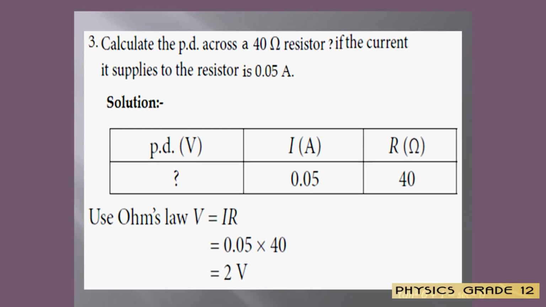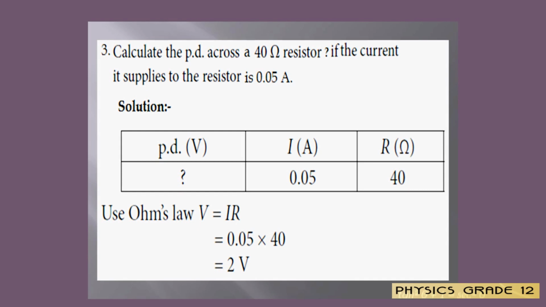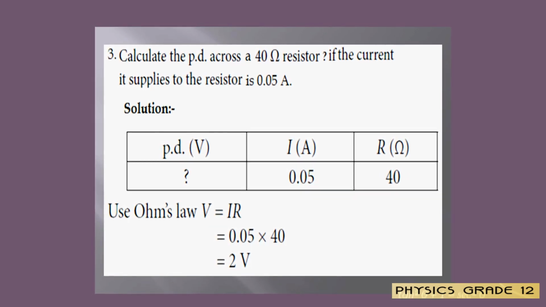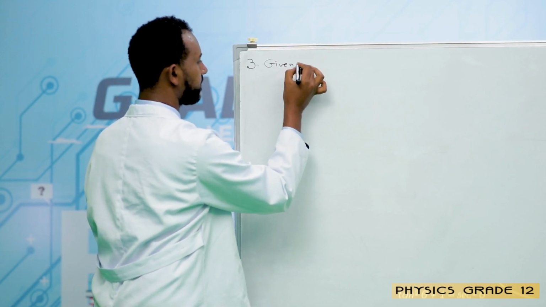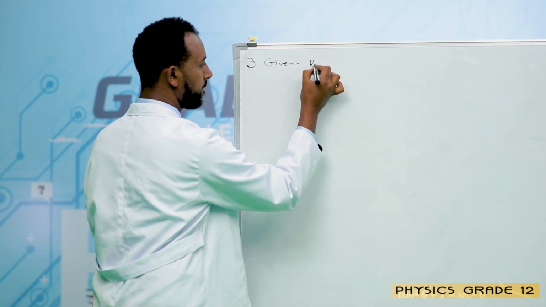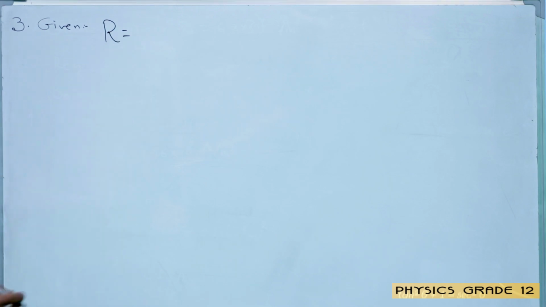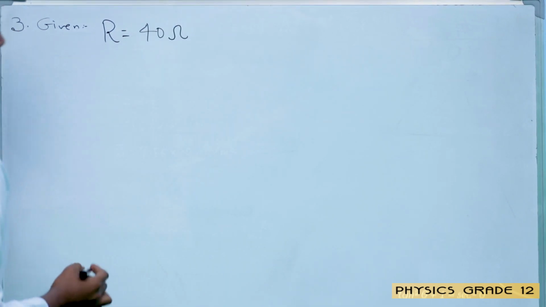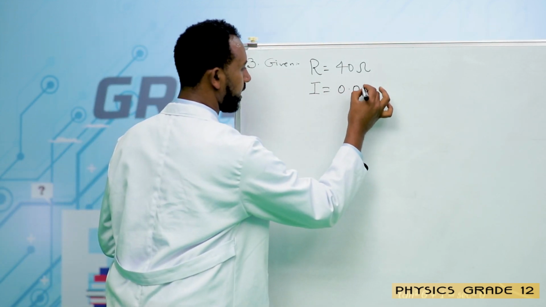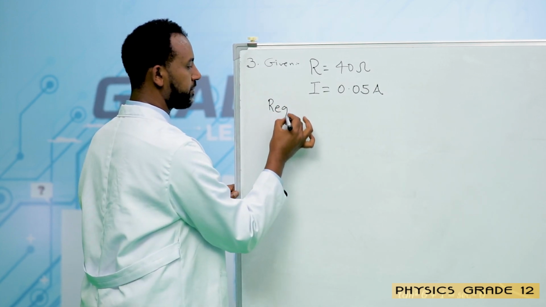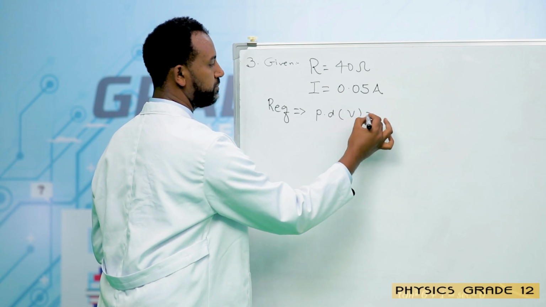The third example is to find a potential difference. We have resistance and current measured. Therefore, it's possible to determine a potential difference or voltage. Let's solve it together. So what are the given quantities? First, we have resistance in ohm. It is 40 ohm. And the current measured through the given wire is found to be 0.05 ampere. Now we are asked to find potential difference, or voltage, V.